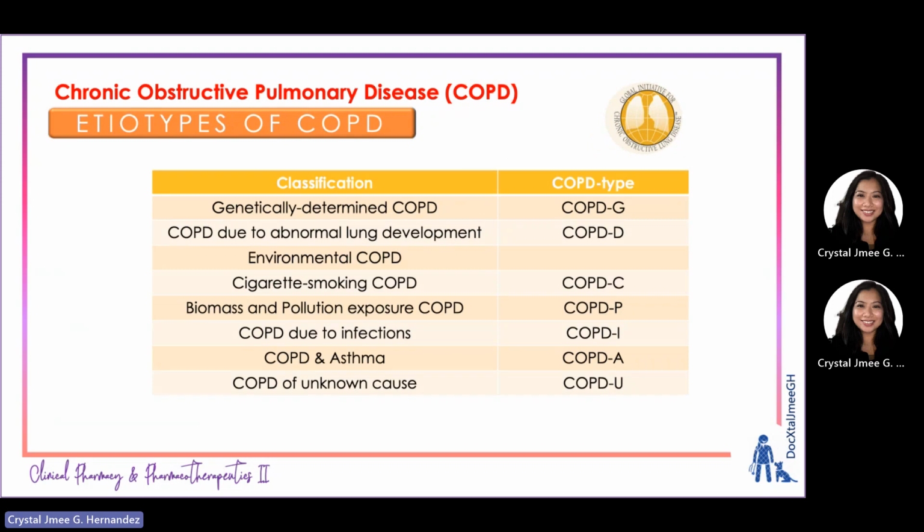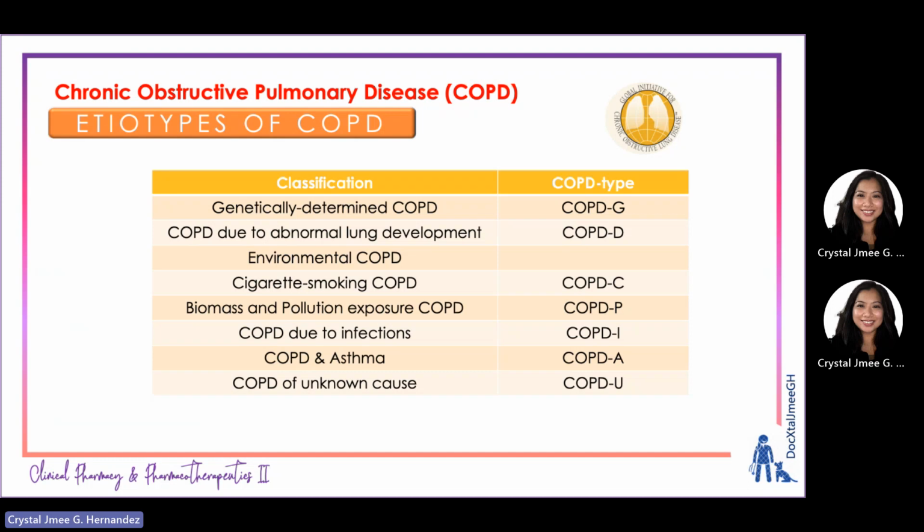So we have the genetically determined COPD, or what we call the COPD-G. So what would be the description of this particular class? So normally when a COPD is termed as COPD-G, it is described as a possible alpha-1 antitrypsin deficiency or the AATD that we call. It can also warrant other genetic variants with smaller effects acting in combination. Next, we have the COPD due to abnormal lung development or the COPD-D.